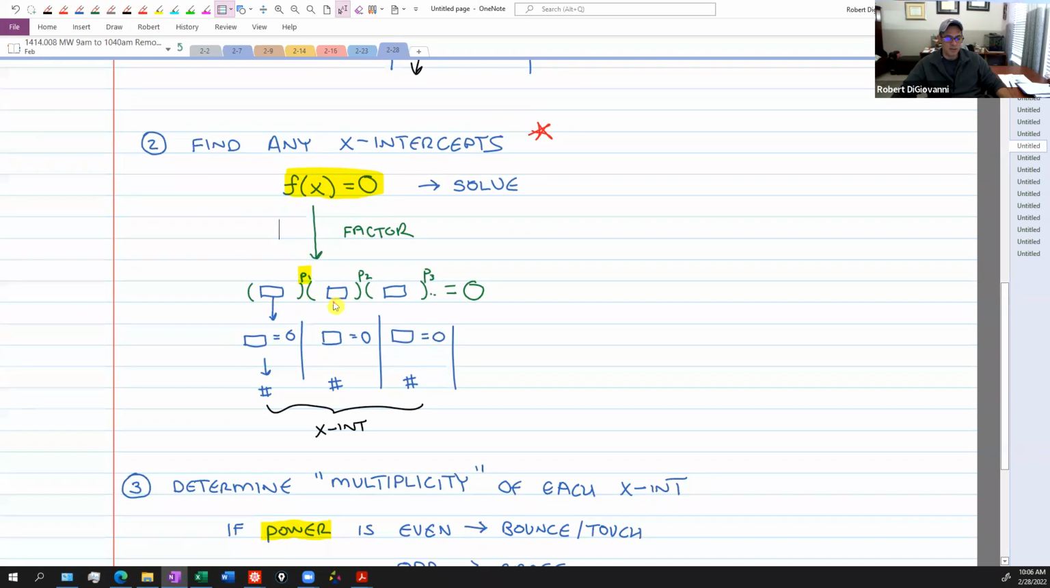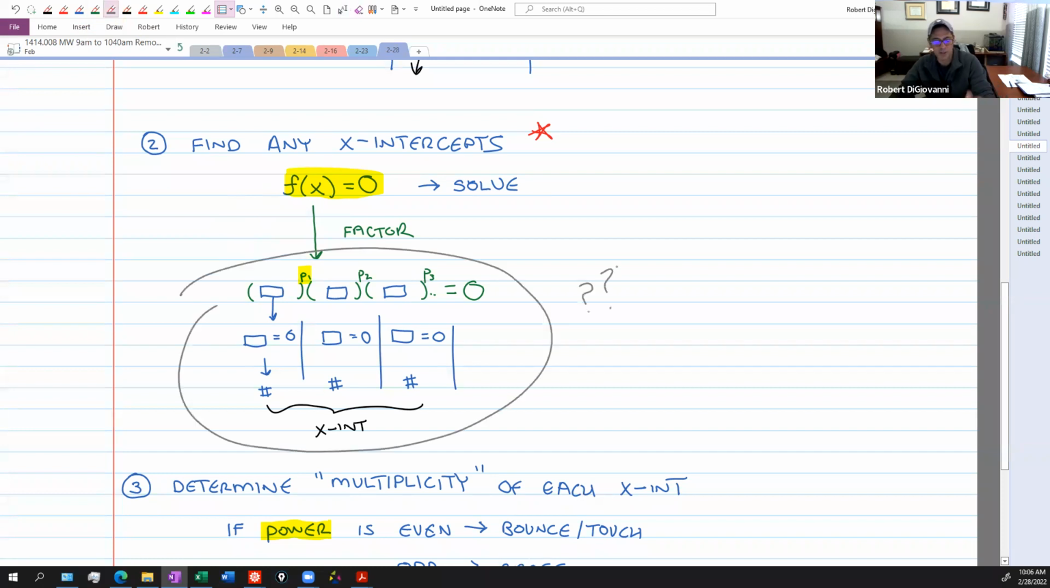So don't worry about what I have written down right here, right now. For now, just stay tuned. I will explain what we're going to do here. We're going to try and find these x-intercepts.